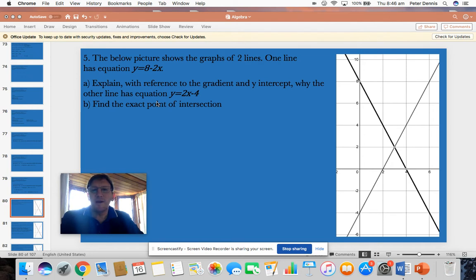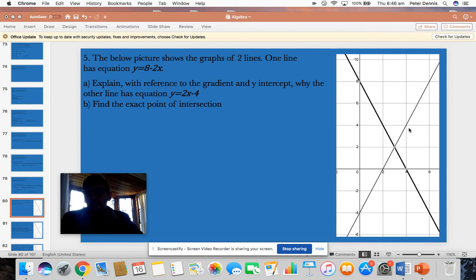Explain with reference to the gradient and y-intercept why the other line is y equals 2x minus 4. Okay, why is it 2x? The gradient is 2 because every time we go across one, we go up 2. Across 1, up 2. Across 1, up 2. So the gradient is 2. And the y-intercept there is minus 4.